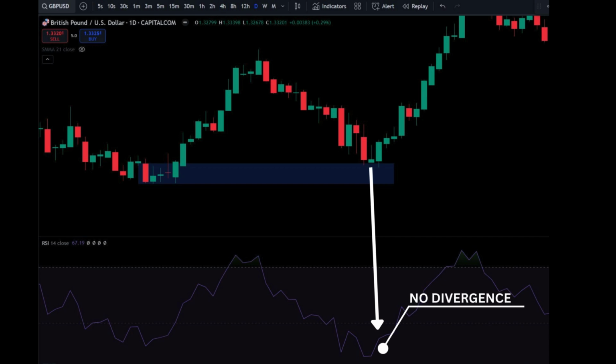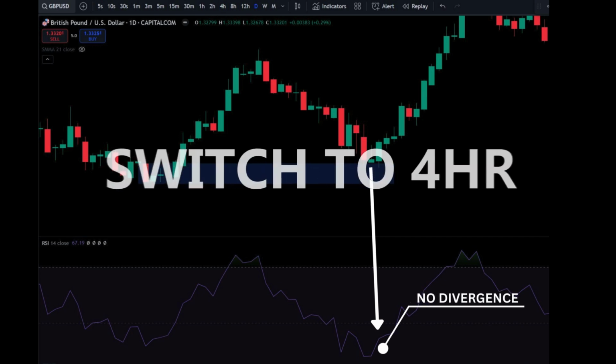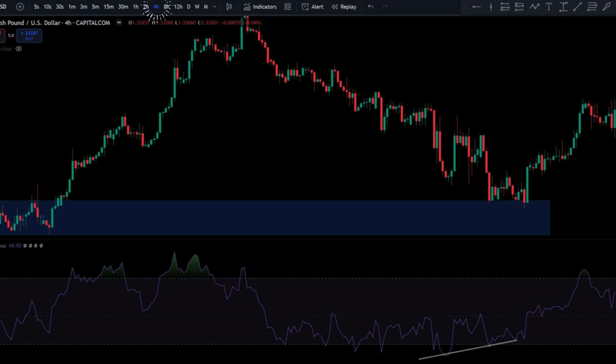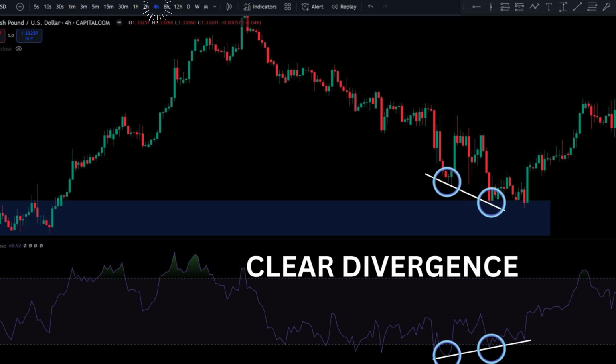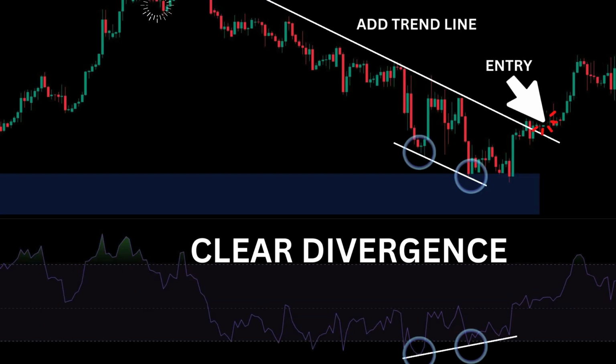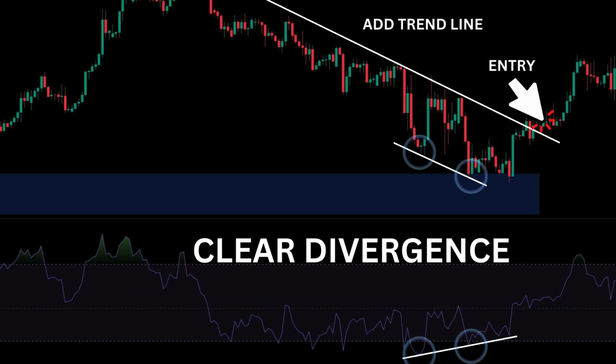We're gonna drill down to the 4-hour chart. Do you see anything? Now there is a clear divergence on RSI. And not only that, it also confirms the trend, which then allows you to enter a trade at a refined level, offering you a precise entry.